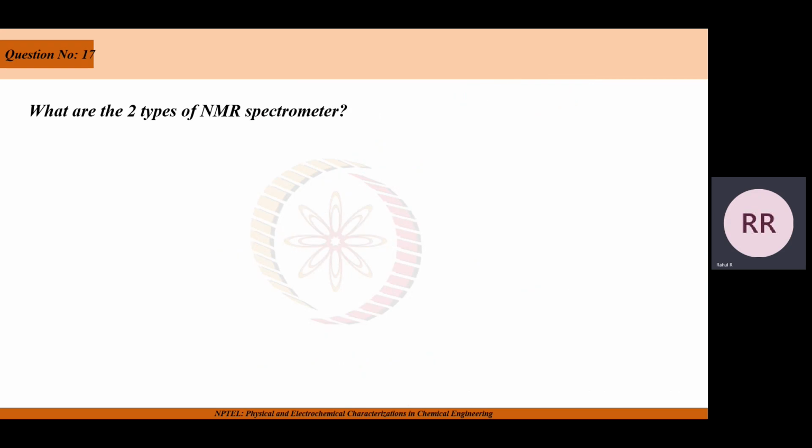What are the two types of NMR spectrometer? So basically, NMR spectrometers are of two kinds. What are these two kinds of NMR spectrometer that are generally used by the scientific community? I can give you a few seconds to think about the answer. Then I will give you the correct answer.